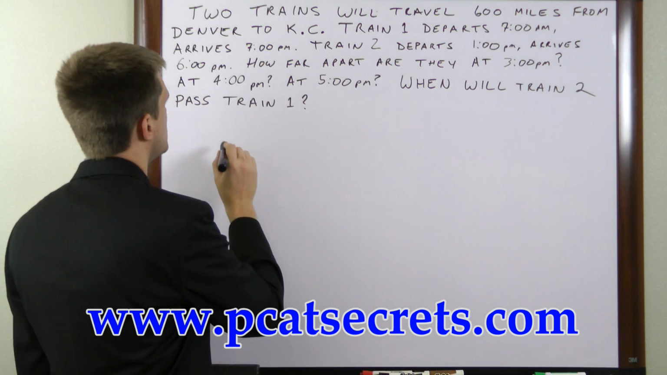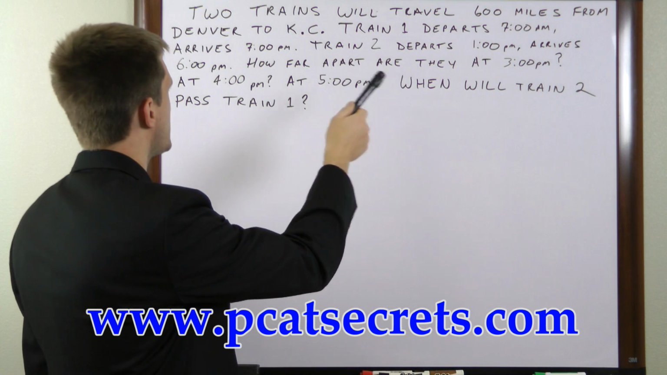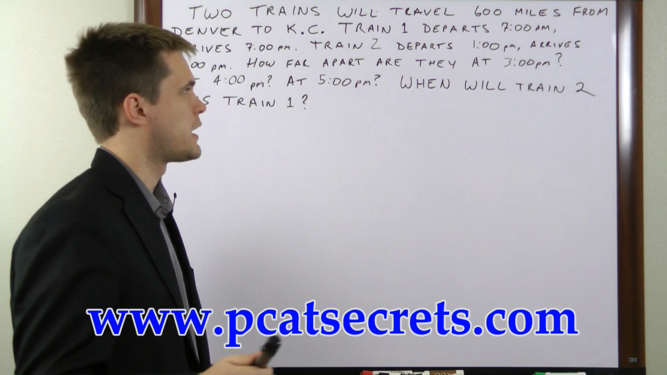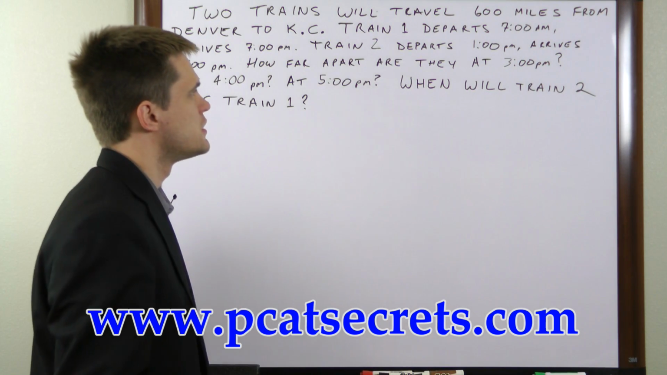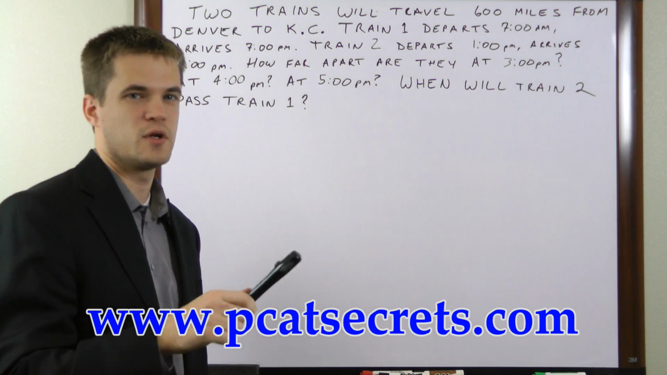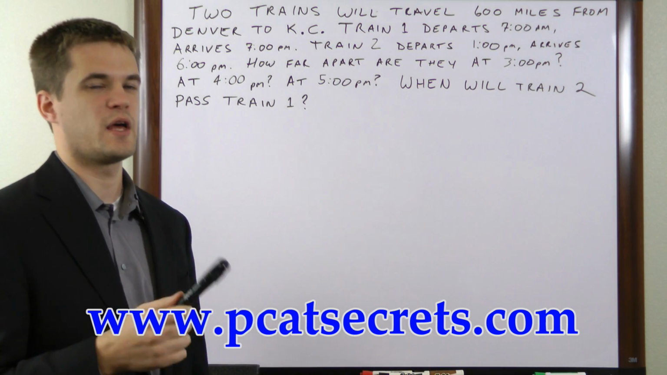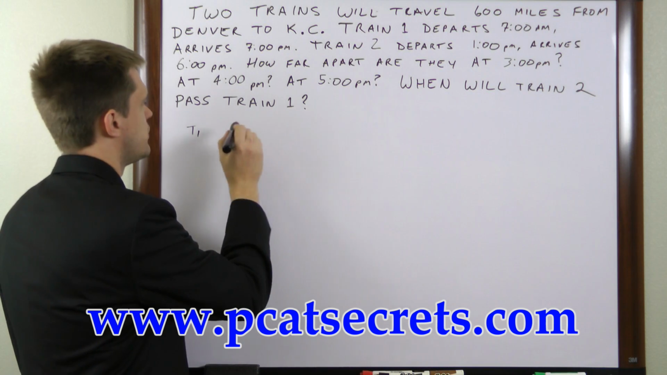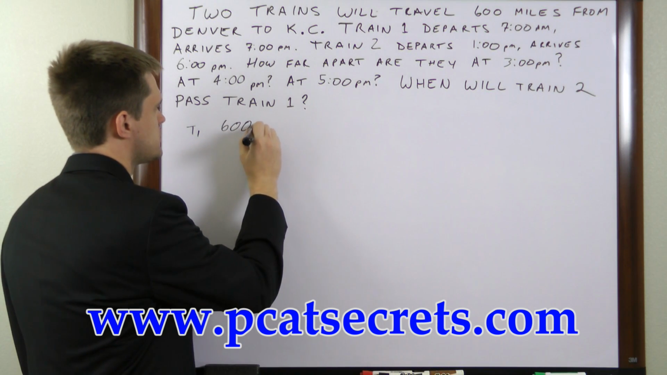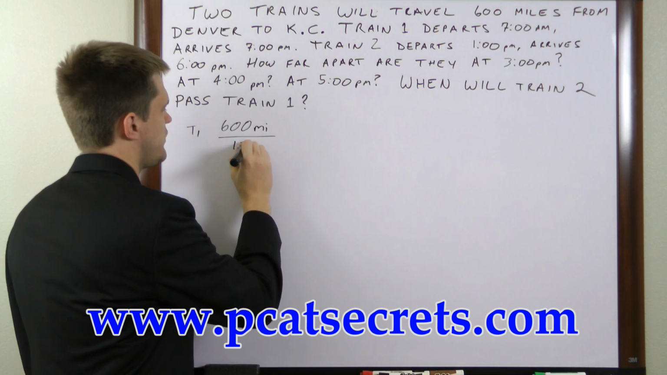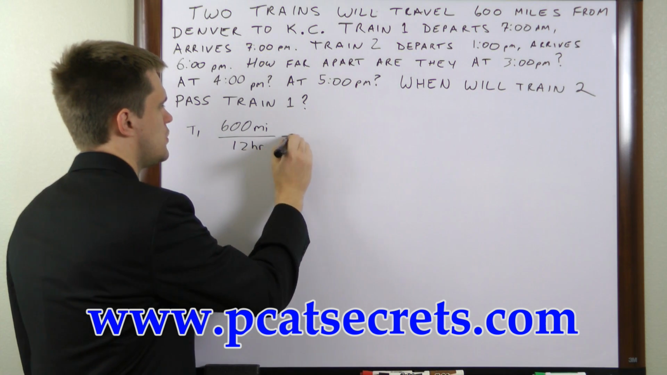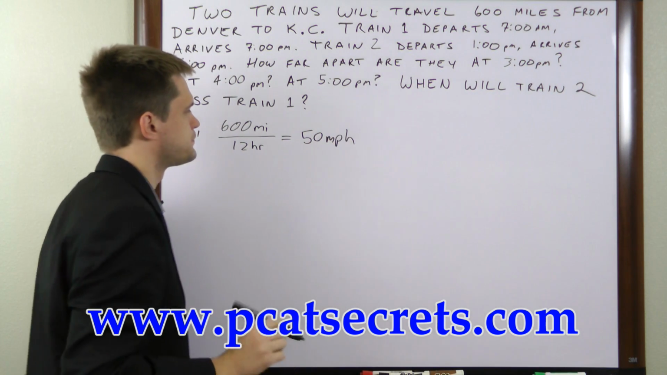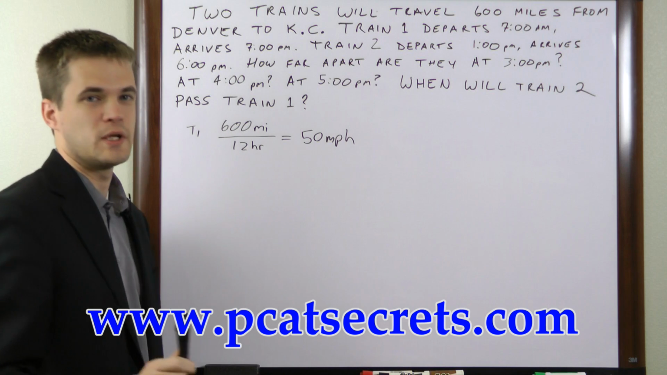So, train 1 departs at 7 a.m., arrives at 7 p.m., which is 12 hours, and it travels 600 miles, so we just need to divide the distance traveled by the time it takes that train to travel that distance. So for train 1, we know that it travels 600 miles in 12 hours, or it travels at 50 miles per hour. So that is train 1's speed.